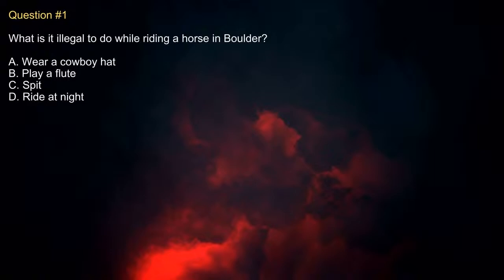Well, this is interesting because I know in some areas, I think even Colorado, it's illegal to be drinking while riding a horse. And I think there's even one where it was illegal to fish while riding a horse. So those were two that I would have automatically in my mind.